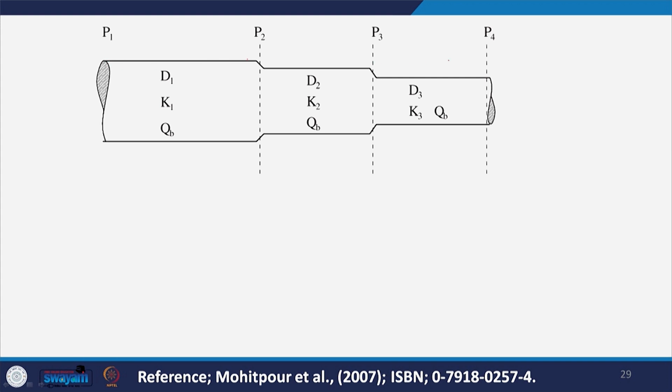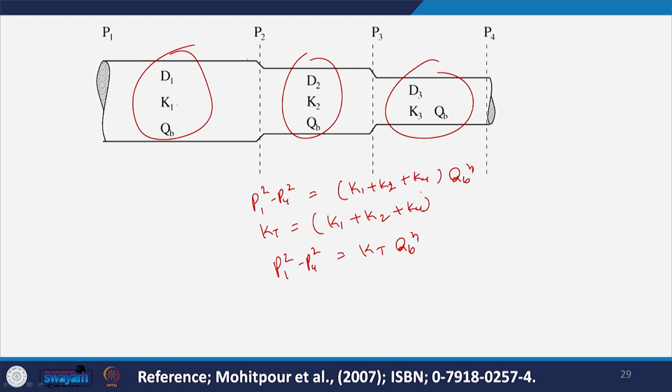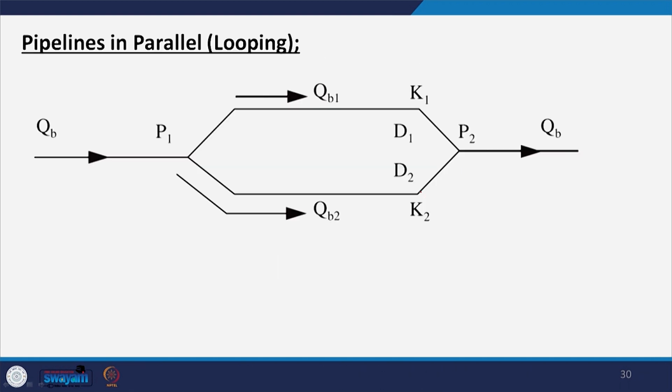Here P1, P2, P3, P4 are the pressure regime, and D1, K1, QB are the parameters at this juncture, D2, that is the diameter, K2 QB at this juncture, and D3, K3 QB at this juncture. So if the three equations are added together, then we get P1 square minus P4 square is equal to K1 plus K2 plus K3 times QB to the power n, and KT is equal to all the K's added. So we get P1 square minus P4 square is equal to KT QB to the power n. Now let's talk about the pipelines in parallel or looping.